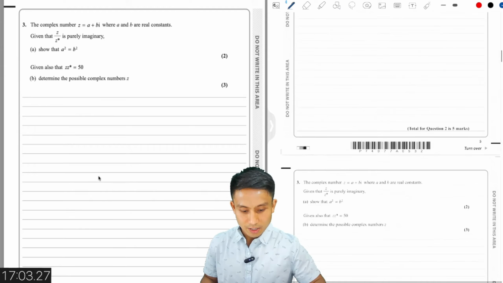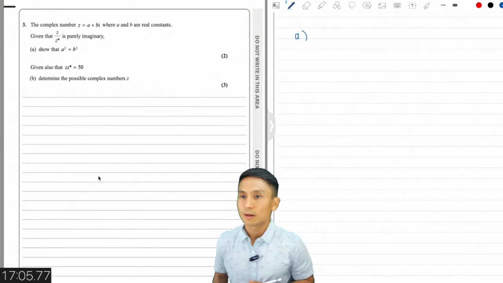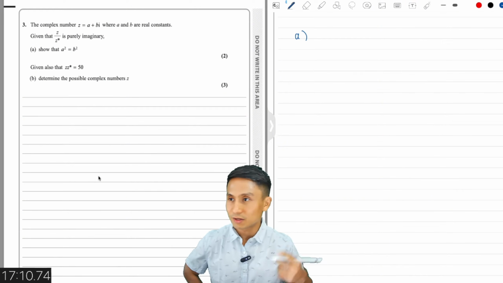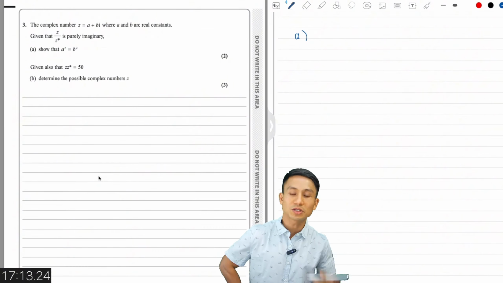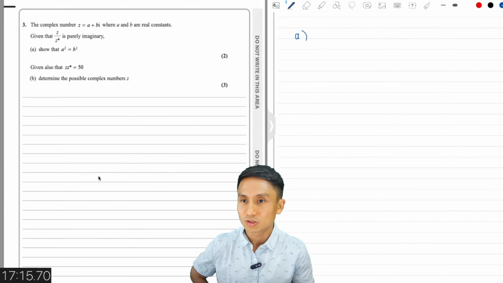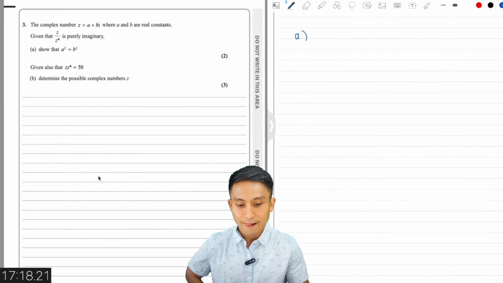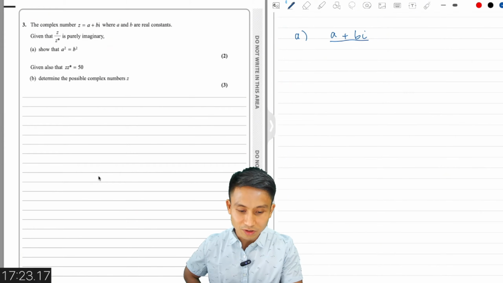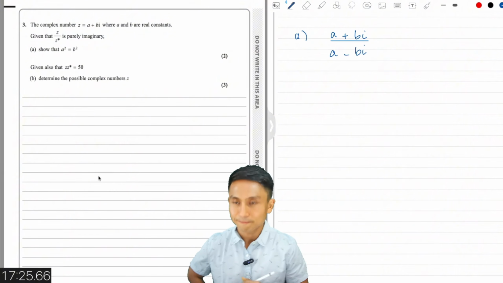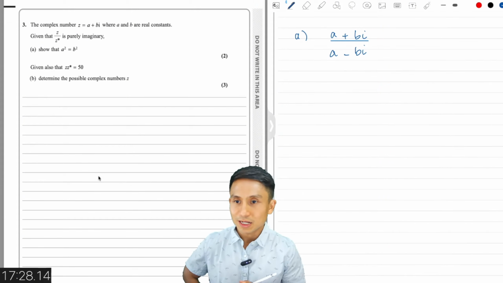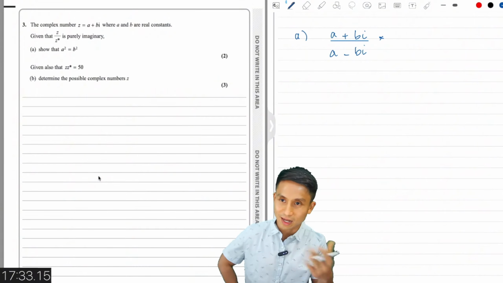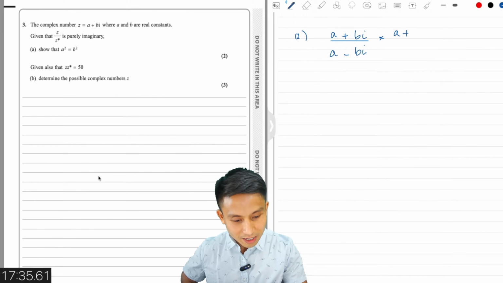Number 3. Okay. Part A, the complex number z equals blah, blah, blah, and then we have z divided by its conjugate is purely imaginary. So that means the real part is 0. Show that a squared equals b squared. All right. So when you have a plus bi, which is the z, divided by its conjugate, which is a minus bi, yeah? It's given that this is purely imaginary, so we need to rationalize here. So we are multiplying by a plus bi there on top and bottom.